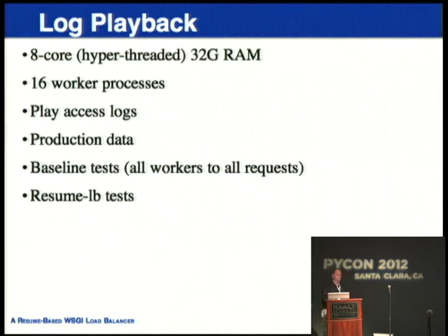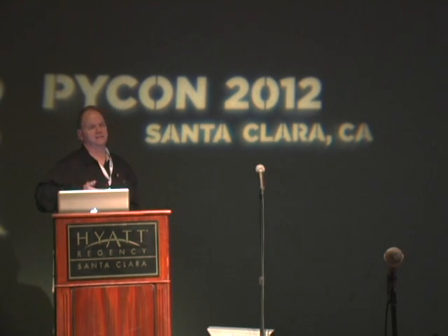For the log playback test, I was fortunate enough that we got in a new app server, and I grabbed it before anybody else could have it. It had 8 cores and 32 gigs of RAM. I ended up putting 16 worker processes on it, and as I said, I played the access logs with production data. I also did baseline tests. The baseline tests were important because the performance was going to be hindered by the fact that the 16 processes were really running on 8 cores, so they weren't going to run at the same performance levels, at least as far as CPU is concerned, as our production application instances.